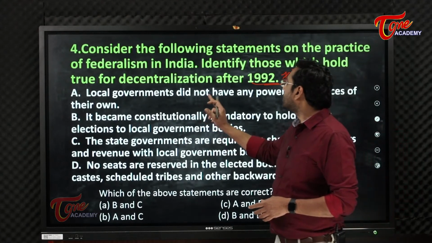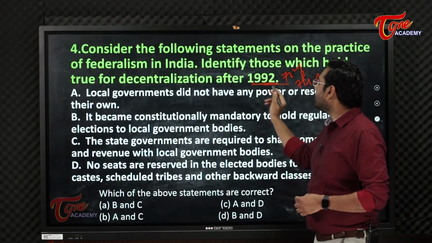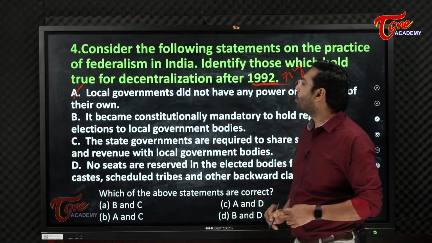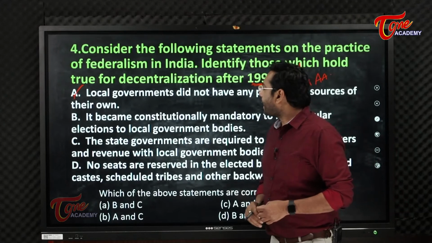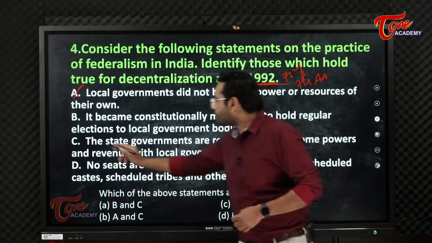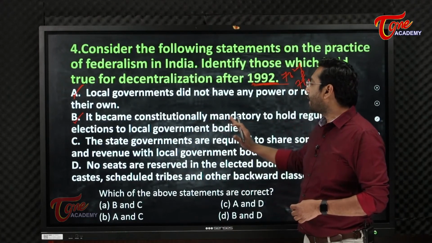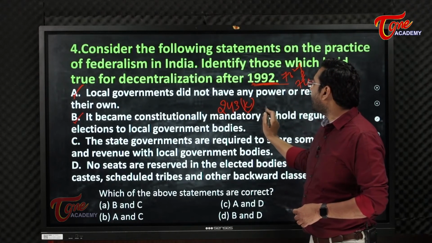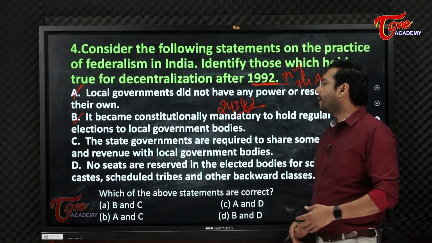Local governments did not have any power or resources of their own. After 1992, local governments had power, had resources. They would decide on their own resources. So, this statement is wrong. They had power. It became constitutionally mandatory to hold regular elections to local governments. Yes, this is a correct statement because after the 73rd and 74th Amendment Act, we have Article 243K which makes it mandatory to conduct periodical elections at the local level.